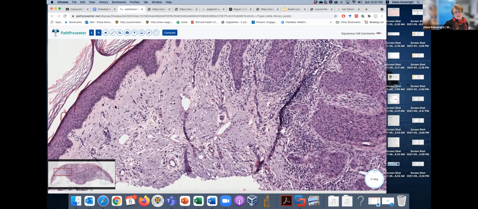So this is sun damage. This is elastotic change here. The sun shines on the collagen and the collagen degrades, and we call it elastotic because it gets this weird broken down elastin in it that stains like elastin. So this is very sun damaged skin.